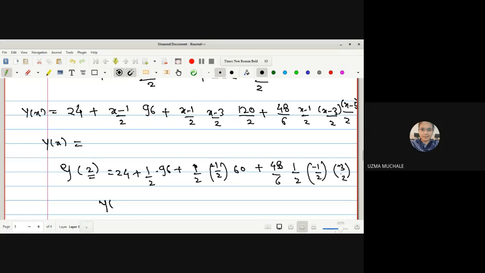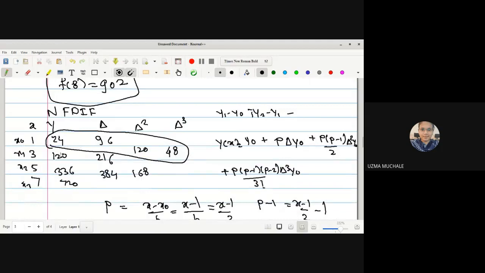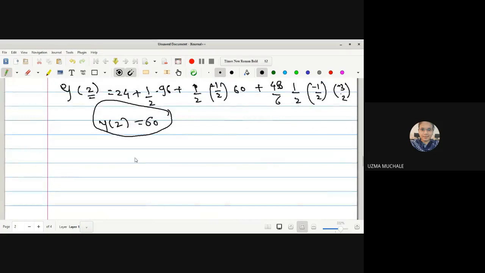Then you can get the value of y of 2. I have calculated it and I will tell you the answer: f of 2 is 60. You can cross check: for x equal to 2, we get 60, and 60 is in between 24 and 120. So obviously we get the correct answer. You can also solve this equation and verify whether for x equal to 2 we get y as 60.